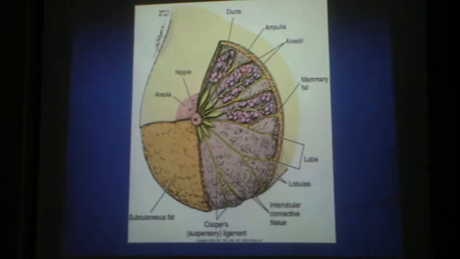This is the areola of the breast. This is the nipple. These are the ducts, and these are the ampullae, and these pink ones are the breast alveoli, and this is the mammary fat. And these are the breast lobes, and these are the lobules of the breast. These are the interlobular connective tissue, and this one is the suspensory ligament, and here is the subcutaneous fat.